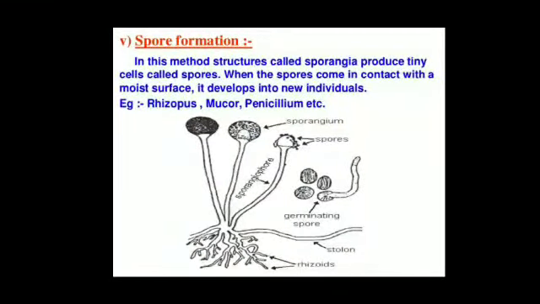Today we will learn about spore formation. In this method, structures called sporangia produce tiny cells called spores. When the spores come in contact with a moist surface, they develop into new individuals. For example, Rhizopus, Mucor and Penicillium are examples of organisms that reproduce by spore formation.